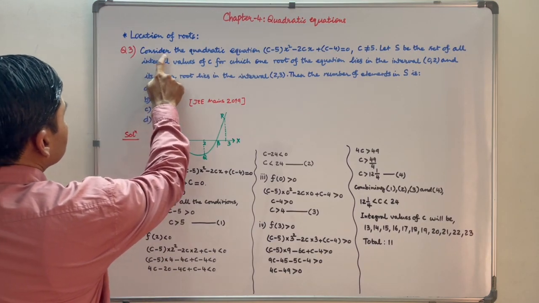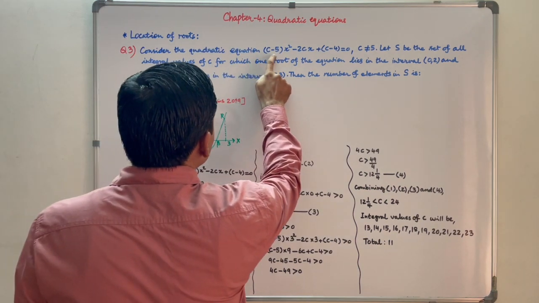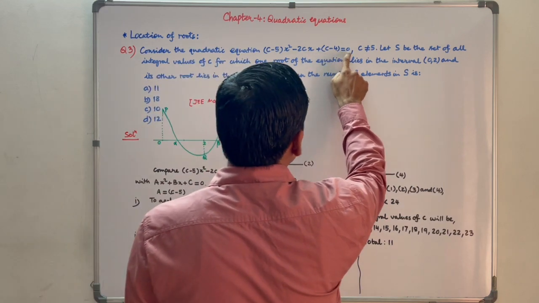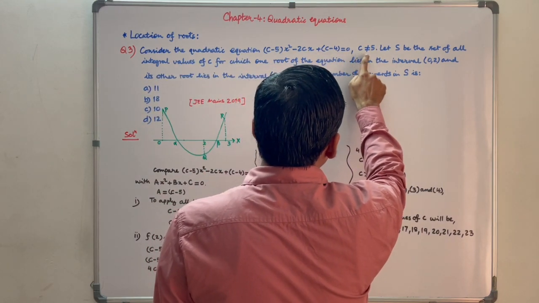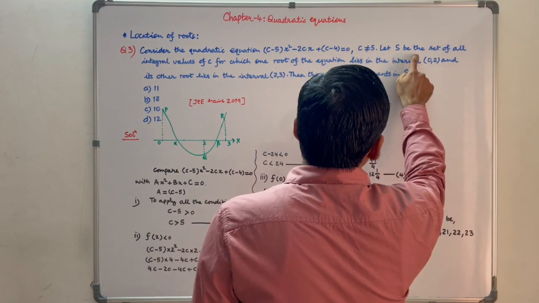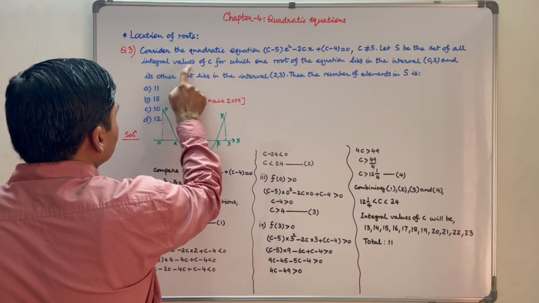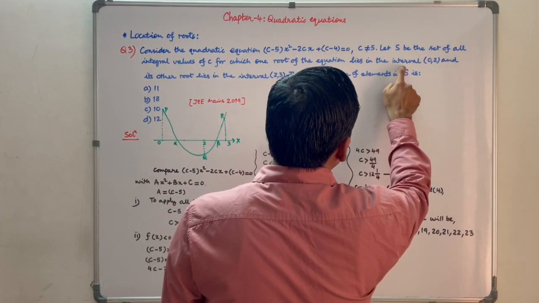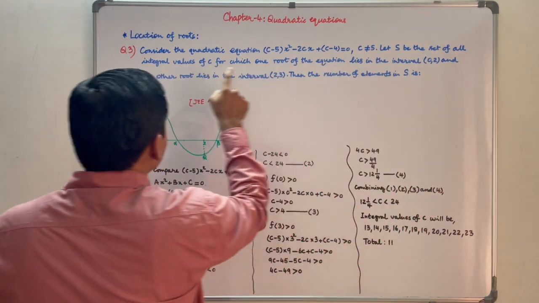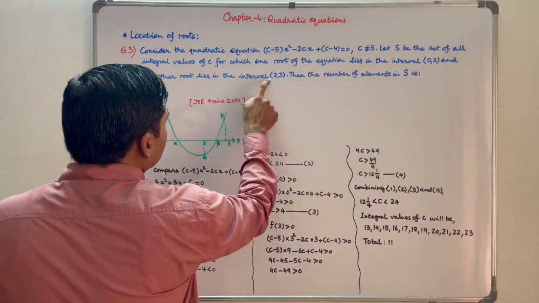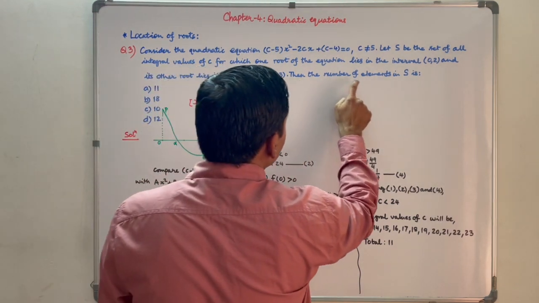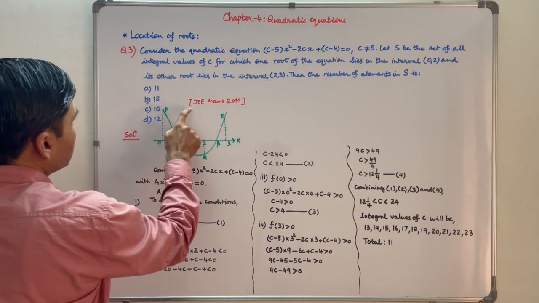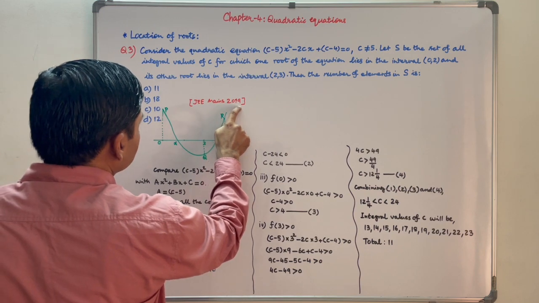Last question. Consider the quadratic equation (c minus 5)x square minus 2cx plus (c minus 4) equal to 0, c is not equal to 5. Let S be the set of all integral values of c for which one root of the equation lies in the interval (0, 2) and its other root lies in the interval (2, 3). Then the number of elements in S is. These are the options given. This question was asked in JEE Mains 2019.